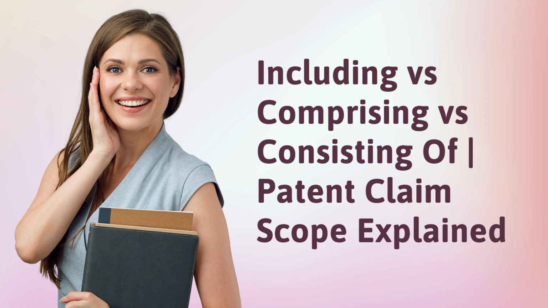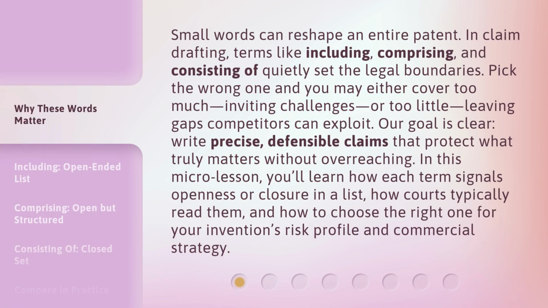Including versus comprising versus consisting of: patent claim scope explained. Small words can reshape an entire patent. In claim drafting, terms like including, comprising, and consisting of quietly set the legal boundaries. Pick the wrong one, and you may either cover too much, inviting challenges, or too little, leaving gaps competitors can exploit.